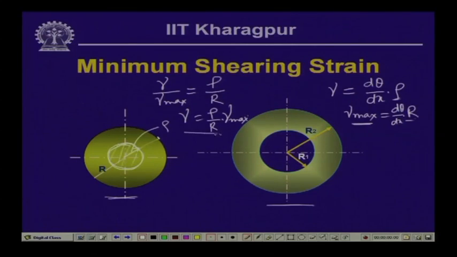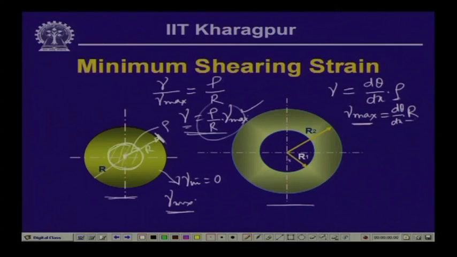Now, from this expression you can see that when rho is equal to r, the outer one, r by r is 1, so gamma is gamma max, and when rho is equal to 0, then gamma is 0. So, in case of solid shaft, the minimum strain gamma min is equal to 0, and gamma max we can compute from this particular expression once we know the stress, which is occurring at the outer periphery.